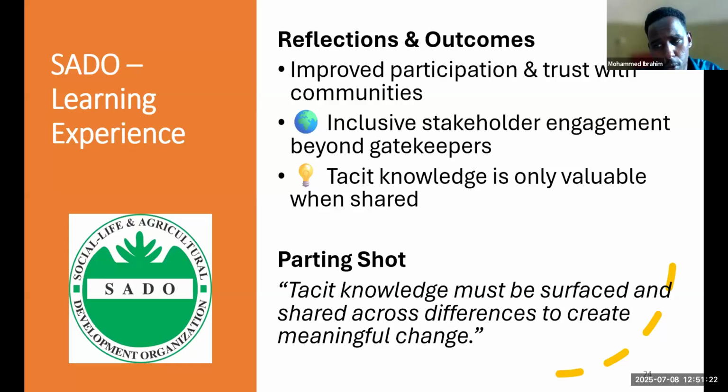From the parting shot, I will say that tacit knowledge must be surfaced. It's not a one-person show. It requires sharing it with others who all have experiences and evidence and knowledge. If we keep it to ourselves, it's not useful. So we should value tacit knowledge and share with everybody.